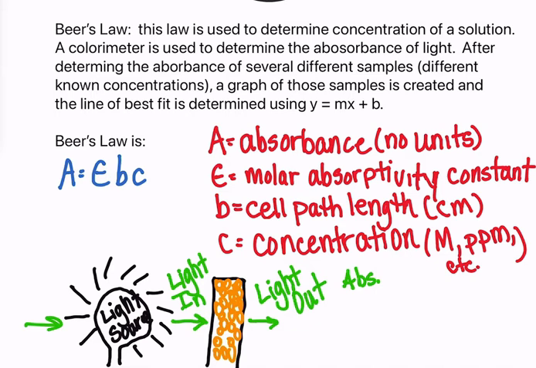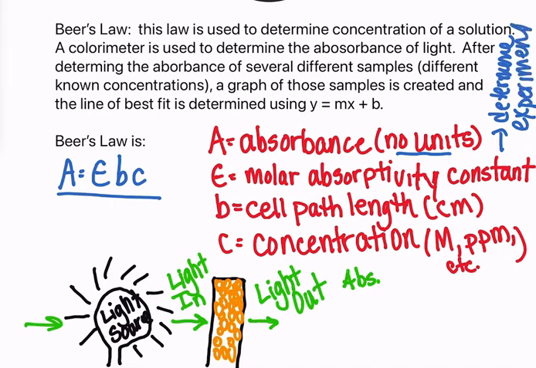With Beer's law, we have this equation where A equals epsilon b c. And in this case, A is the absorbance. It has no units. Epsilon is called the molar absorptivity constant. This is always determined by experiment. So we have to determine it through experiment. So keep that in mind.